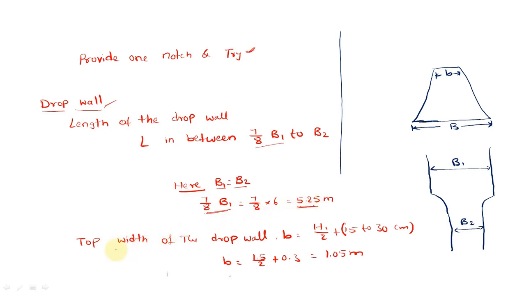Then the top width of the drop wall, B, is equal to h1 by 2 plus 15 to 30 centimeters. So it is 1.5 by 2 plus 30 centimeters. I am going with 0.3 meters. So it is approximately 1 meter, the top width of the drop wall.